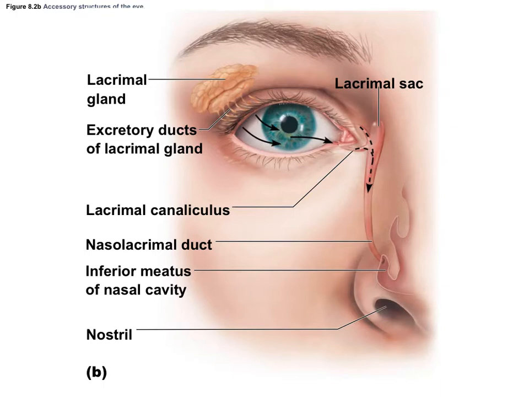Okay, the function of this is to protect, moisten, and lubricate the eye. The lacrimal secretions, or tears, are mostly a dilute salt solution, with some mucus, some antibodies to help protect the eye, and also a substance called lysozyme.